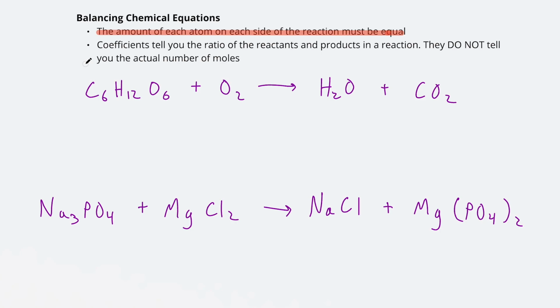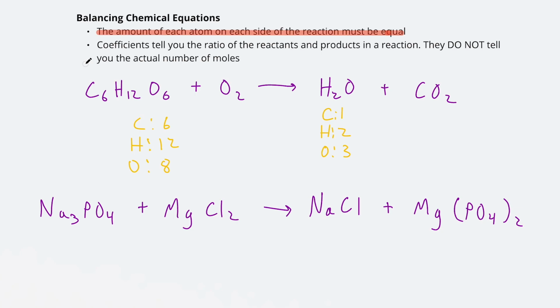But here is a process you can use in case you run across one that's just a little bit harder. First, you want to write out each element that you have for the reaction. So we have carbon, we have hydrogen, and we have oxygen. And you're going to write that on both sides. So carbon, hydrogen, oxygen. And then write the amount that you're starting with when your reaction is not balanced. So we have 6 carbons on the left, we have 12 hydrogens on the left, and we have 8 oxygens on the left. And then on the right, we have 1 carbon, we have 2 hydrogens, and we have 3 oxygens.